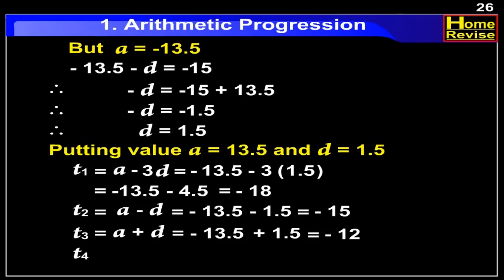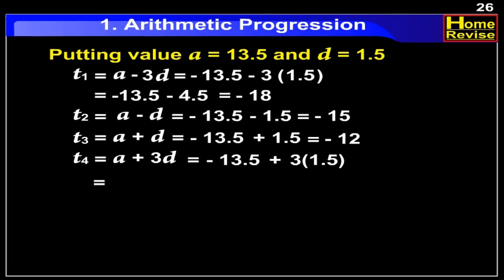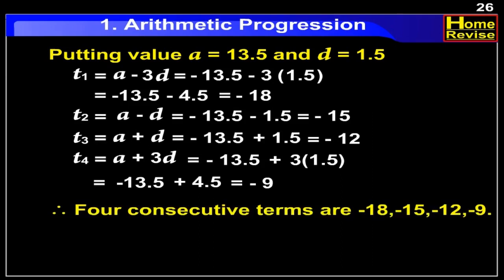Further, t4, that is the fourth term, is equal to a plus 3d, which is equal to minus 13.5 plus 3 into 1.5, which is equal to minus 13.5 plus 4.5, which is equal to minus 9. Therefore, 4 consecutive terms are minus 18, minus 15, minus 12 and minus 9.